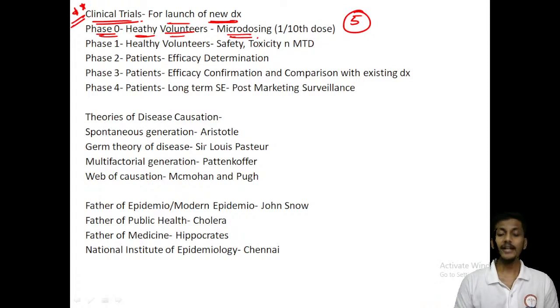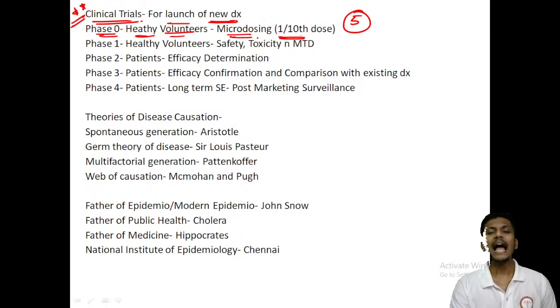I hope now it is fine. So please remember guys, in phase 0 the unit of study would be healthy human volunteers, and it is your microdosing phase. In this only 1/10 of the actual dose is given to the population, all the volunteers.